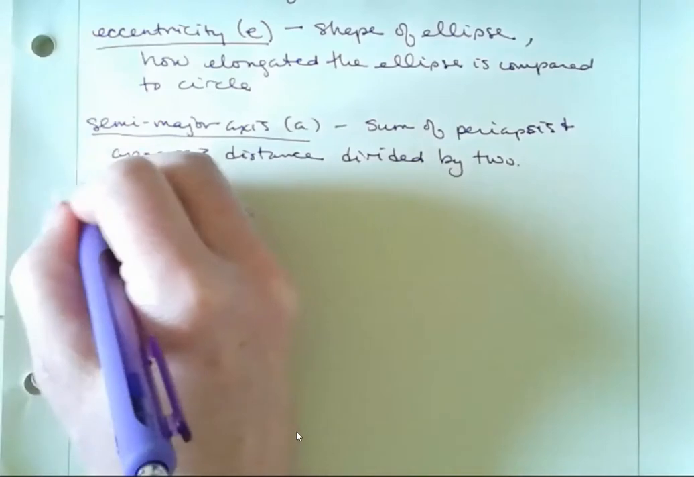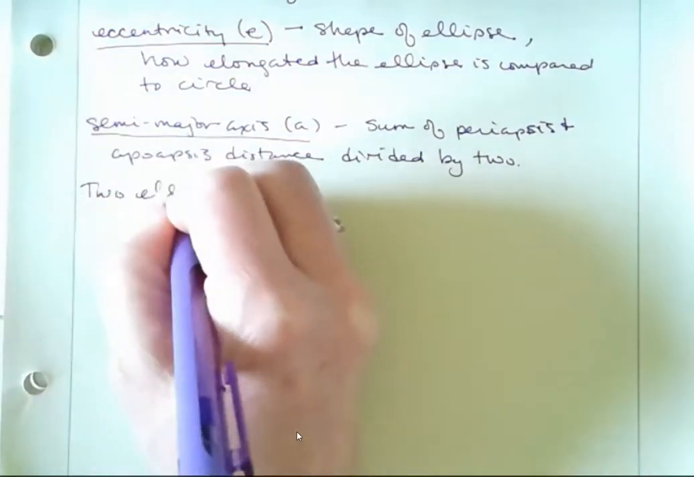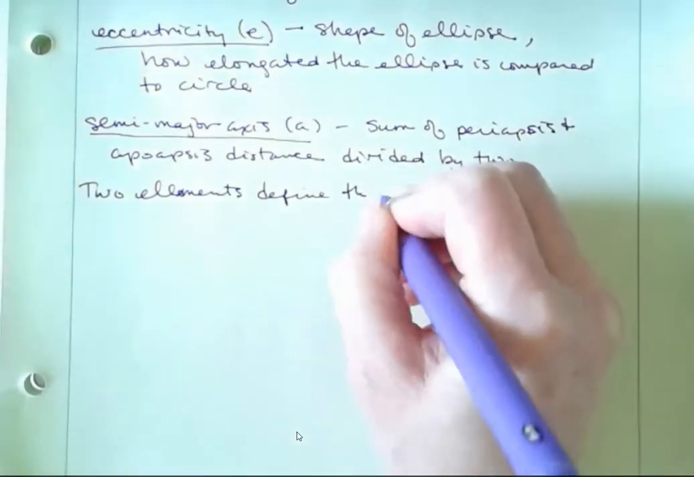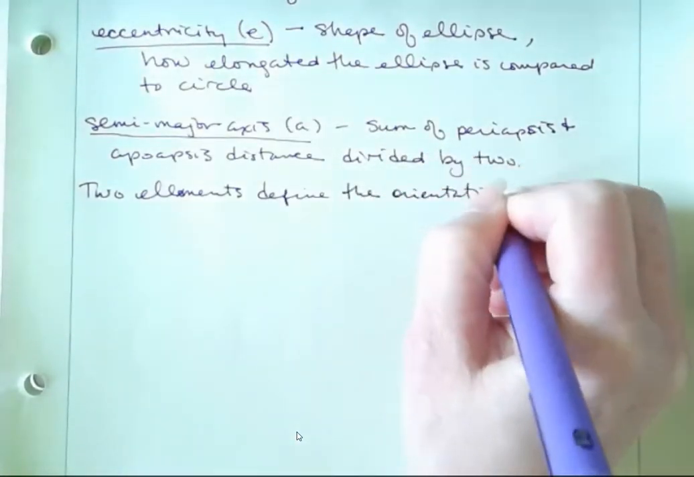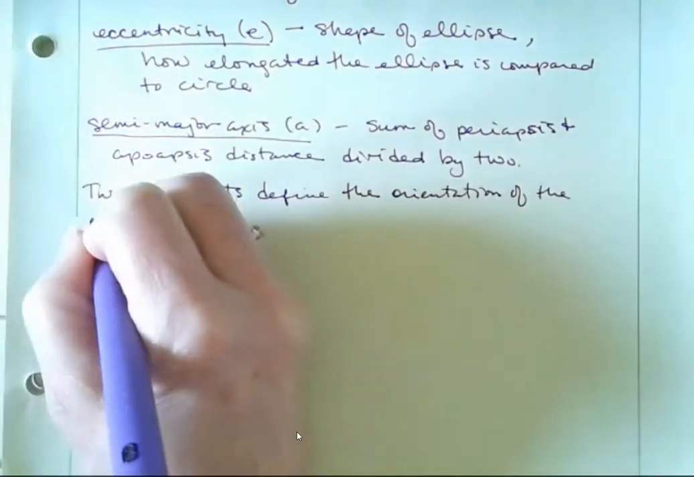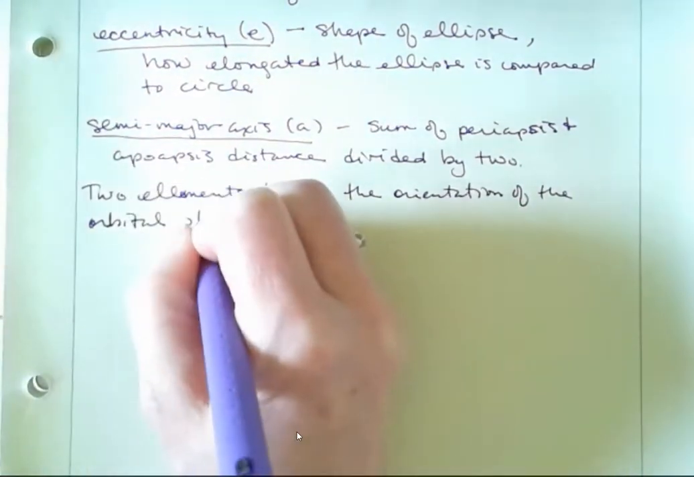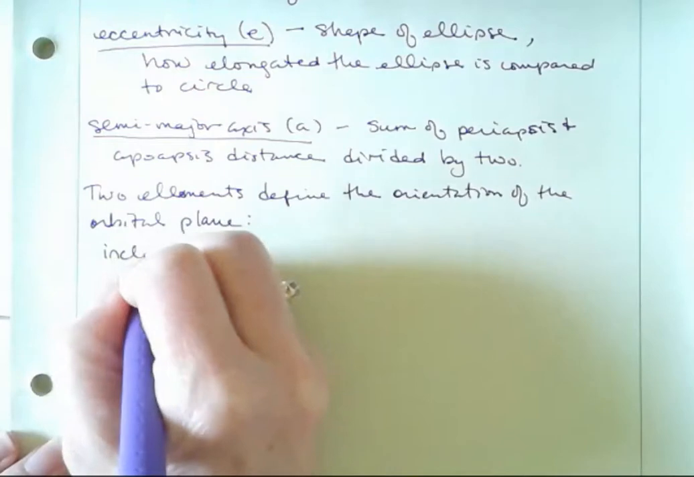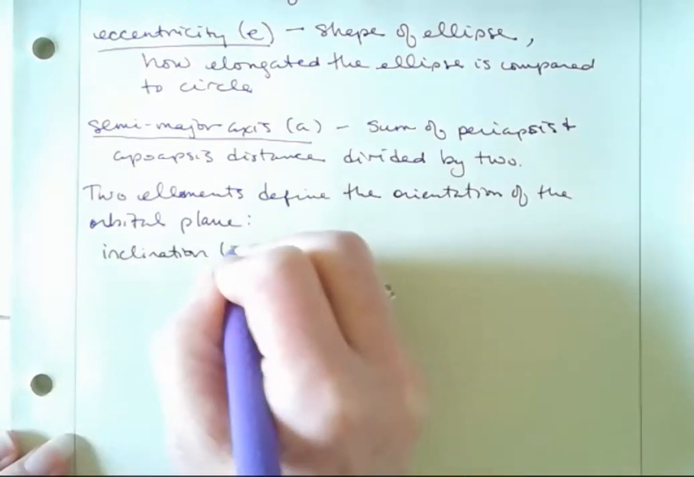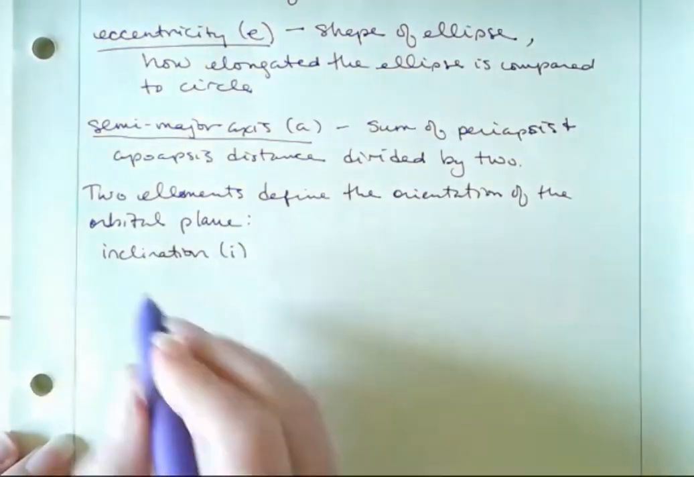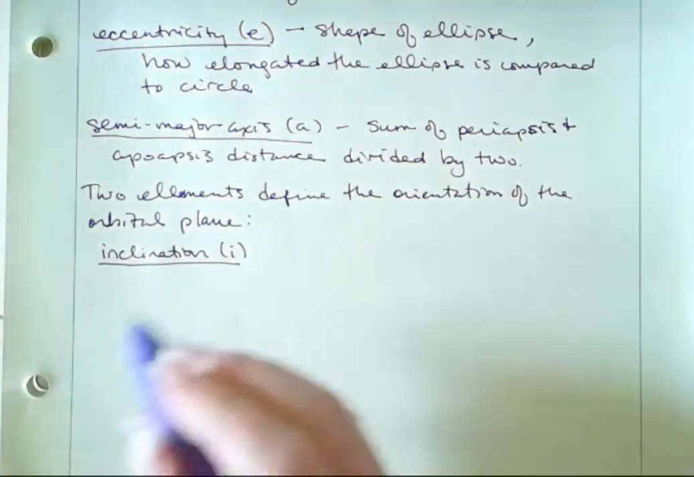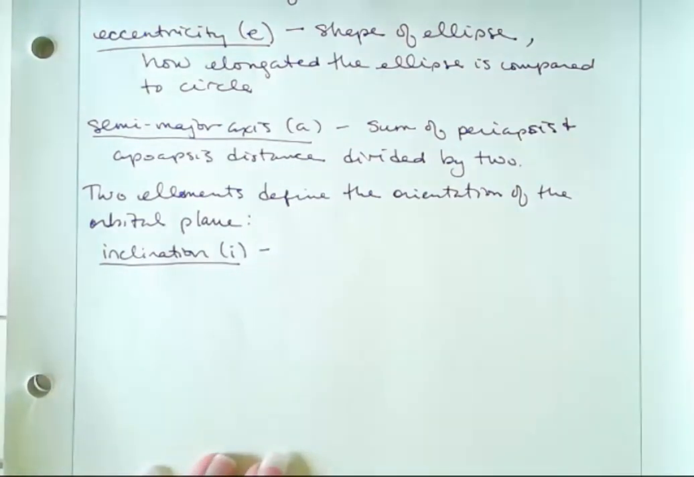All right, so the next 2, these are going to be 2 elements that define the orientation of the orbital plane. First one's going to be inclination. And symbol for that will be little i. So this is our first new one. And we're going to draw a picture of all these in just a second. So if reading about them doesn't make sense, when we get to the picture, hopefully that'll help.